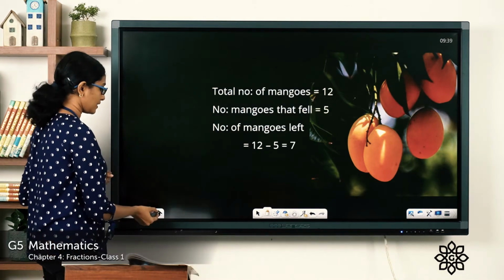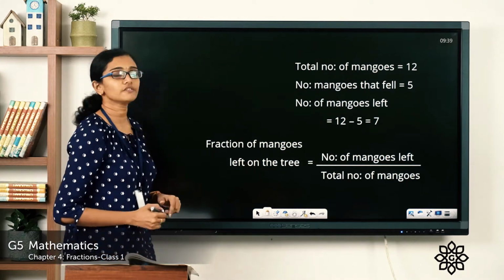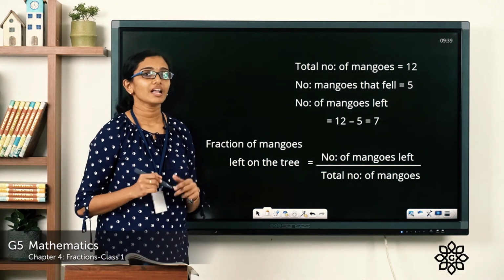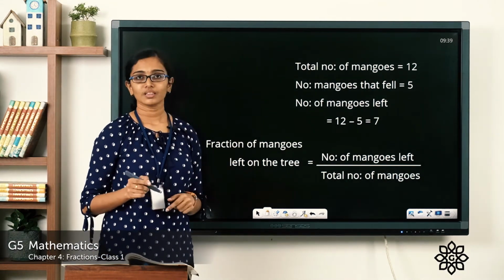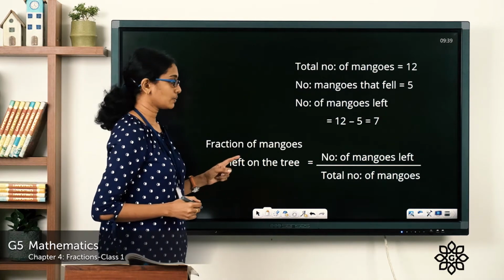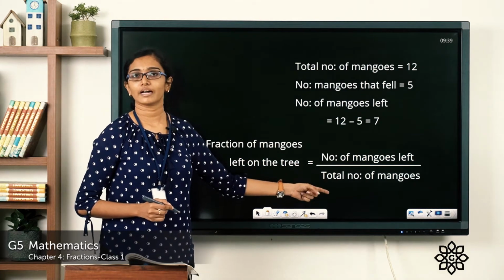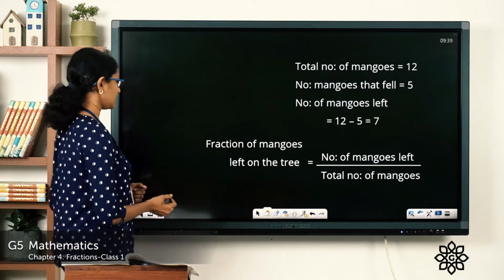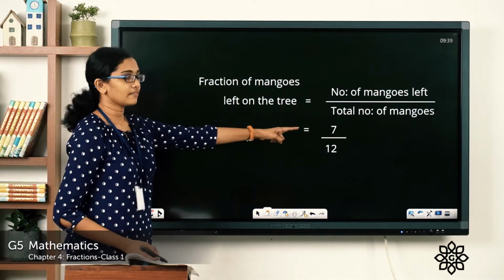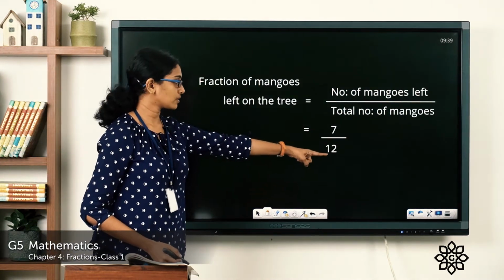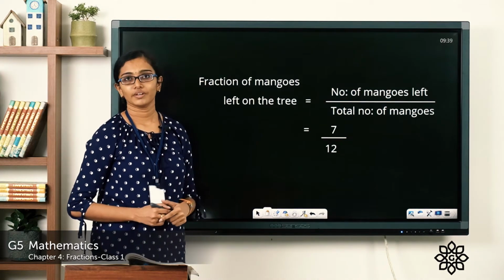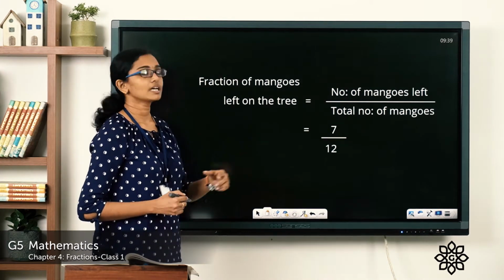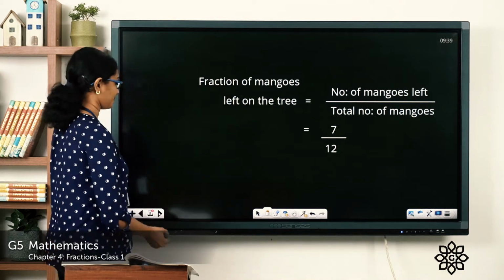Now how do we write the fraction? So the fraction of mangoes that are now left on the tree will be equal to the number of mangoes left divided by the total number of mangoes we had. So that will be equal to 7 by 12. We had 12 mangoes in the beginning and right now we have only 7. So the fraction is 7 by 12.